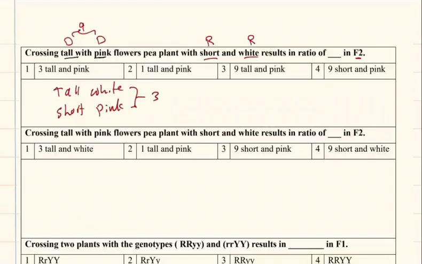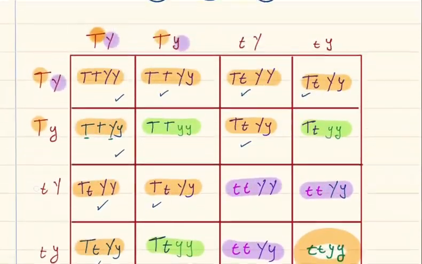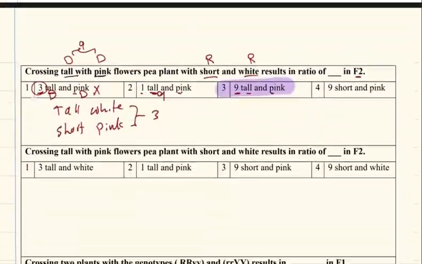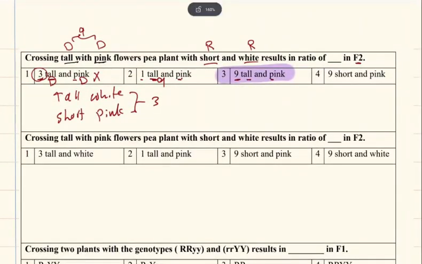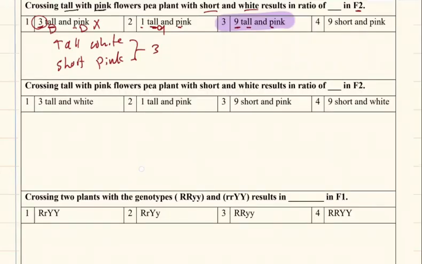So let's look at the choices. It says 3 tall and pink. Now tall dominant, pink dominant. 3, no, it got to be 9. Option 1, tall and pink. Tall and pink should be 9. 9 tall and pink, yes, correct. This is the correct answer. So you can do the Punnett square and you can do all these steps to get this result, or you can just do it like this. Let's look at the second question.